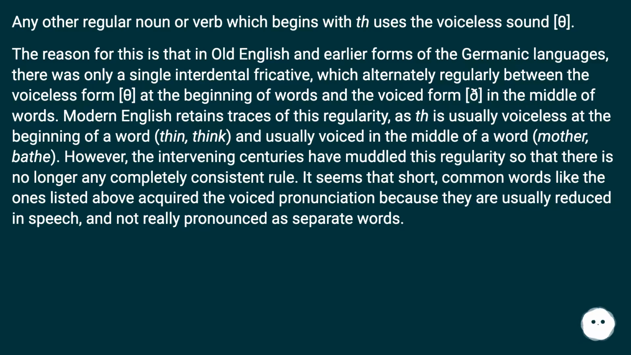It seems that short, common words like the ones listed above acquired the voiced pronunciation because they are usually reduced in speech, and not really pronounced as separate words.